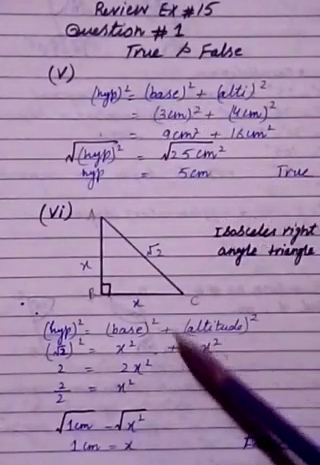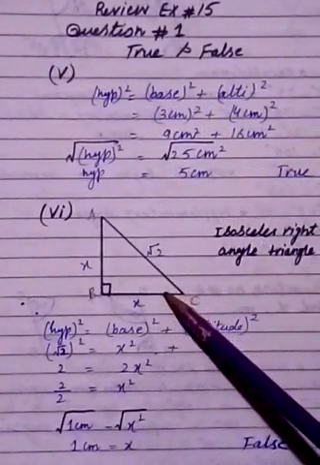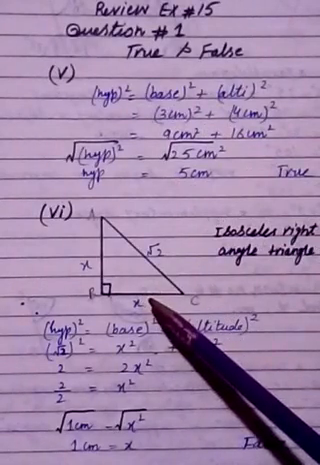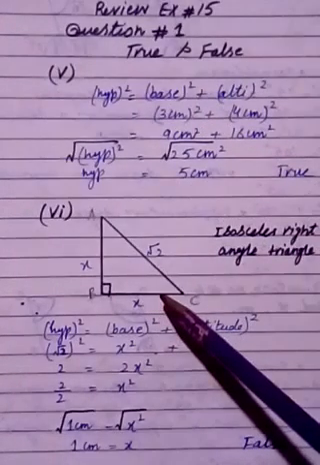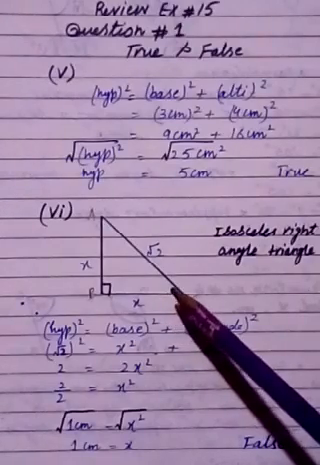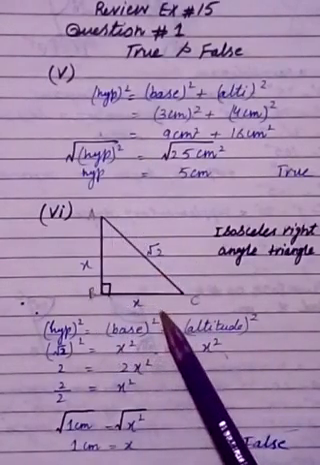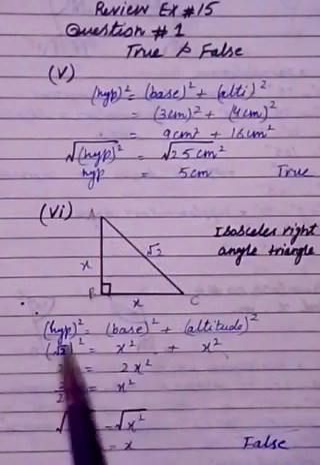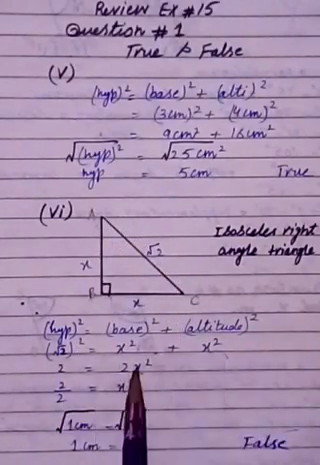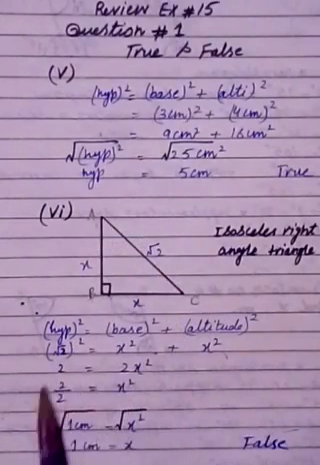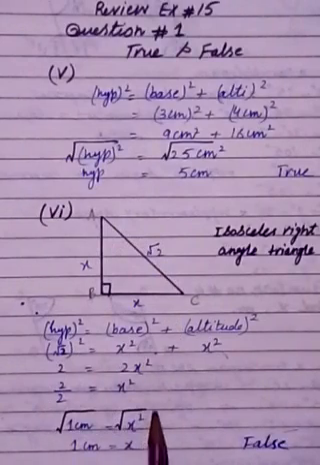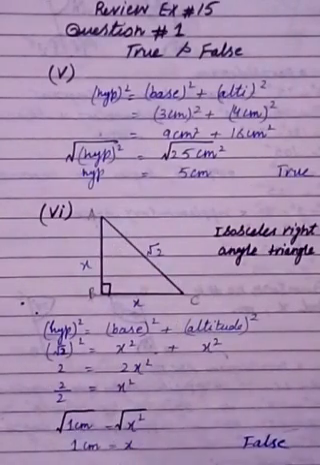Now 6th true false is that if the hypotenuse of an isosceles right angle triangle is under root 2 centimeter, then each of the other sides is of length 2 centimeter. Okay, hypotenuse is under root 2, base and altitude are unknown, so you have to let both equal x. Now by using the Pythagoras theorem, x square plus x square equals 2x square. 2 shifts to the other side, it becomes divisible. 2 by 2 equals 1. So you have to find the value of x. Taking square root on both sides, x equals 1 centimeter. So this statement will be false. Its correct answer is x equals 1 centimeter.